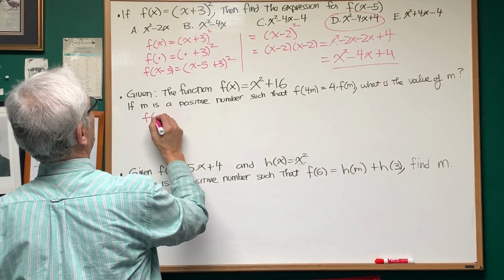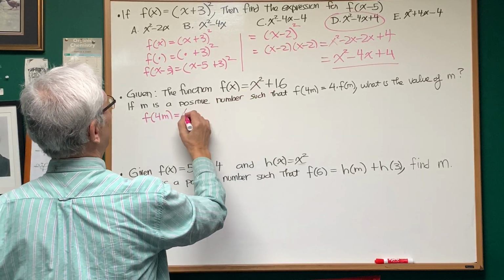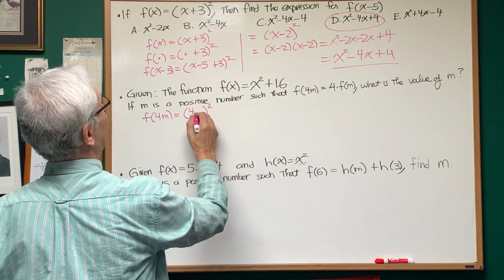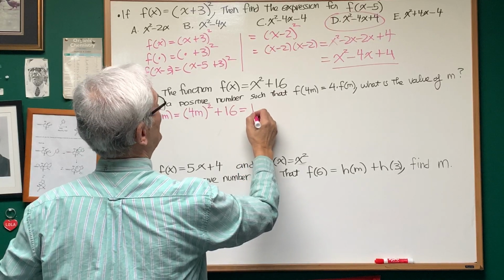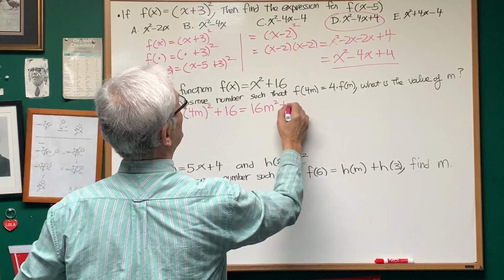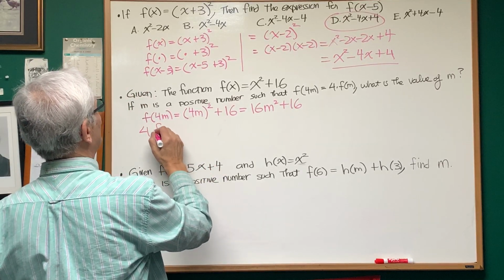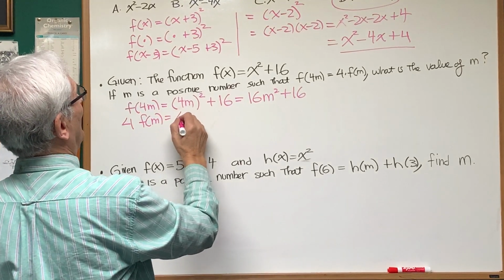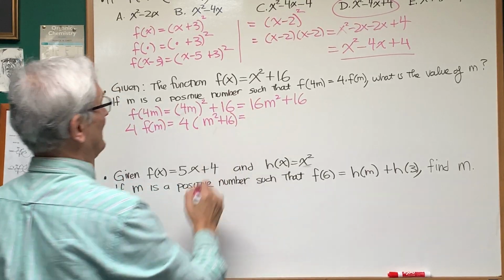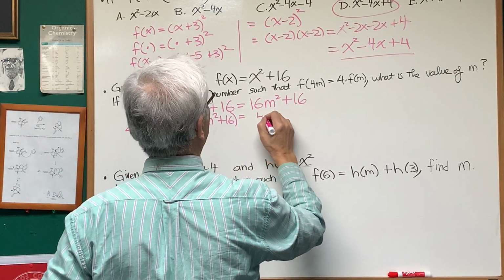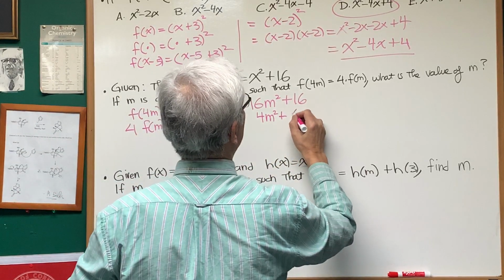We have f of 4m is going to be what? Well, we have x squared plus 16, so instead of x, I'm going to replace x with 4m. 4m quantity squared plus 16, which is equal to 16m squared plus 16. All right, now what's 4 times f of m? Well, f of m itself is m squared plus 16, and therefore 4 times that is 4m squared plus what's 4 times 16? It's going to be 64.